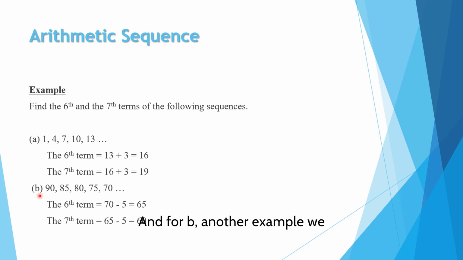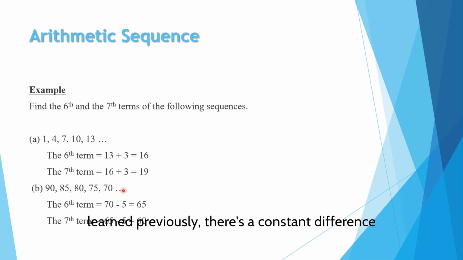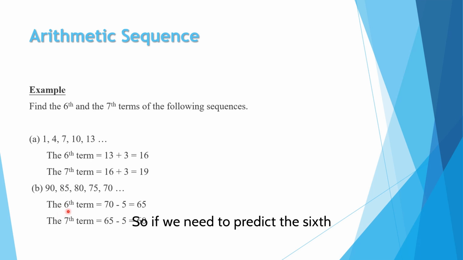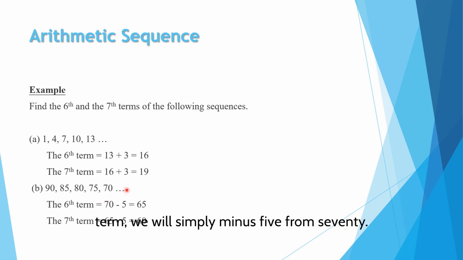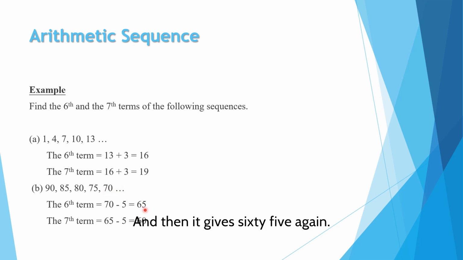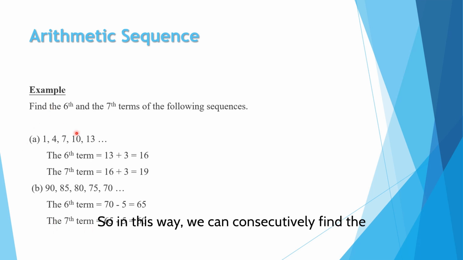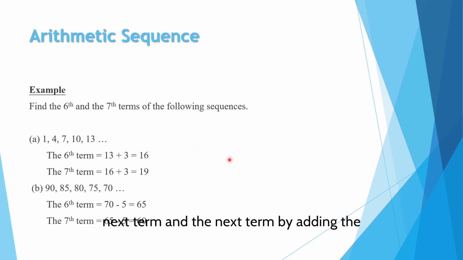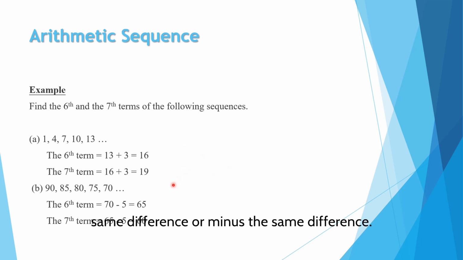And for the other example we learned previously, there's a constant difference of minus 5 between adjacent terms. So if we need to predict the sixth term, we will simply minus 5 from 70, and then it gives 65. Again, for the seventh term, we minus 5 from 65, which is 60, and so forth. So in this way, we can consecutively find the next term and the next term by adding the same difference or subtracting the same difference.